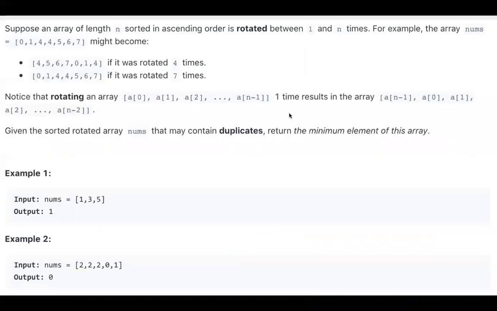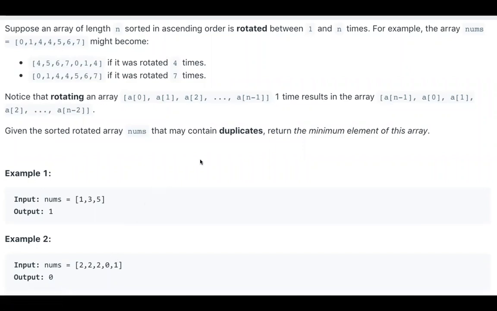Okay, so the problem gives us a rotated sorted array. We need to find the minimum element, and there may be some duplicate elements. For example, in the first example, nums is 3, 5, 1. So the minimum element is 1. In the second example, nums is 2, 2, 0, 1, so the answer is 0.